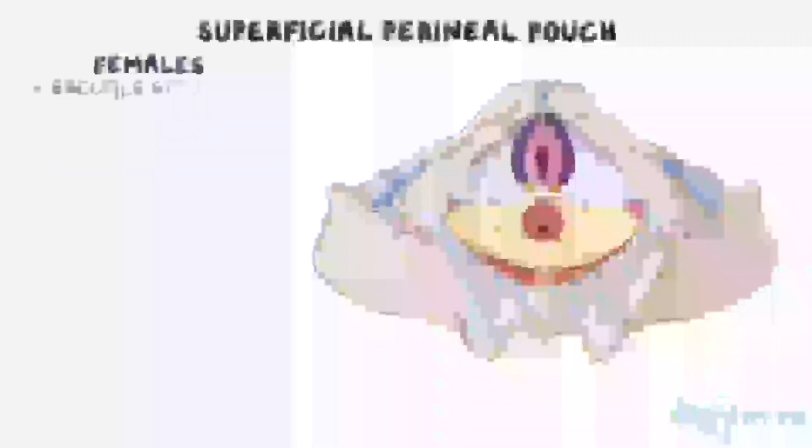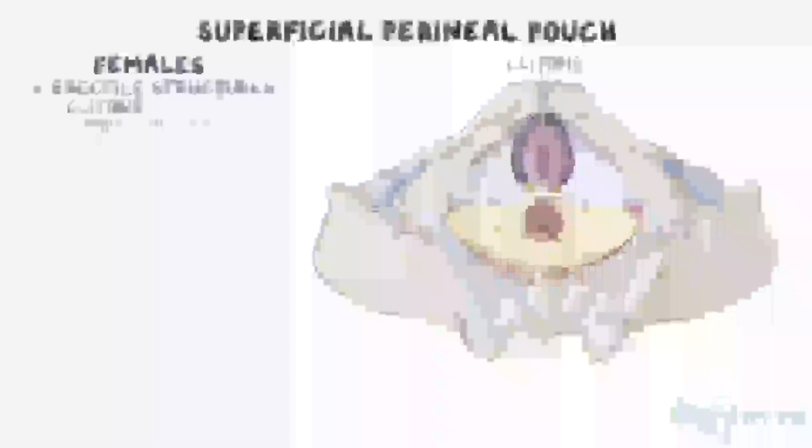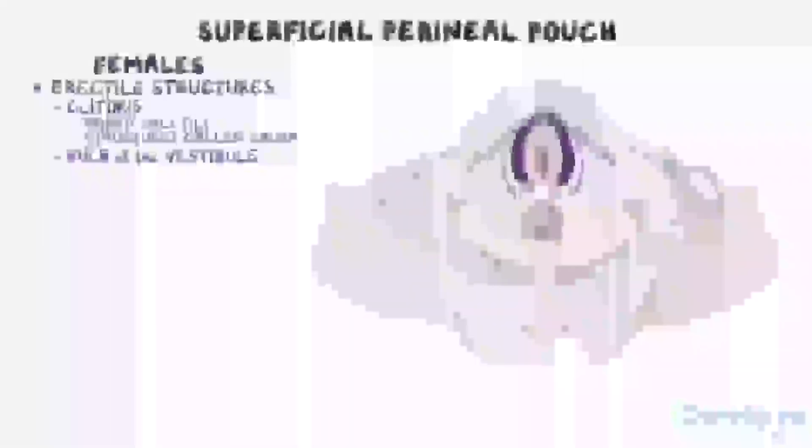Now, in the female urogenital triangle, there are multiple erectile structures. First, there's the clitoris, which also has paired erectile structures called the crura of the clitoris. Next are the bulbs of the vestibule, which are paired erectile structures that extend posteriorly from the clitoris, lateral to the urethra and the vagina.